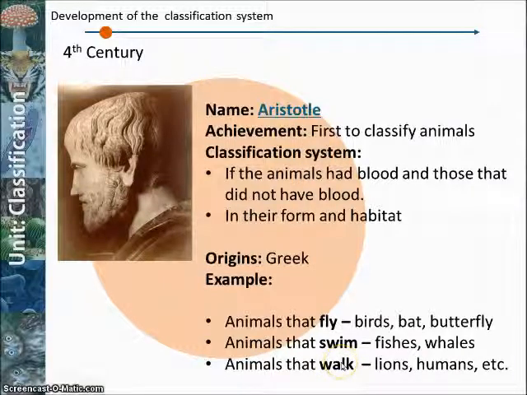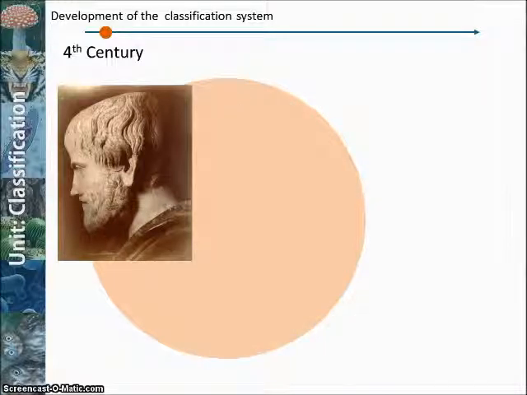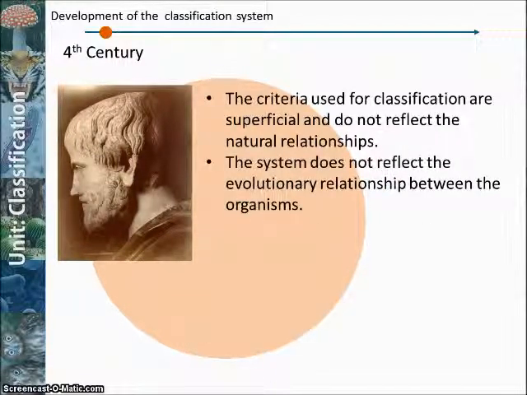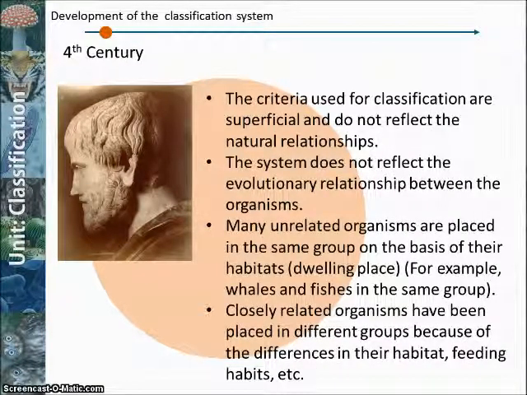This classification system was used for hundreds of years before the next classification system was mentioned by historians. There are many downsides to this classification system. The criteria used for classification are superficial and do not reflect the natural relationships. The system does not reflect the evolutionary relationships between the organisms. Many unrelated organisms are placed in the same group on the basis of their habitats. Closely related organisms have been placed in different groups because of their differences in habitats and feeding habits.